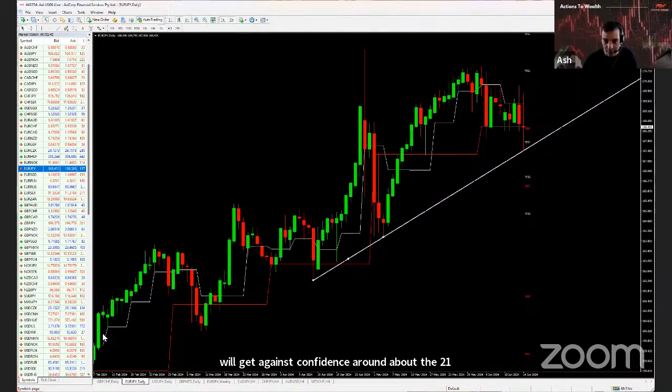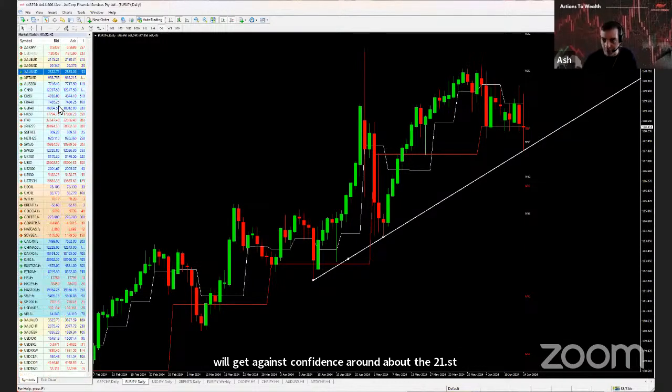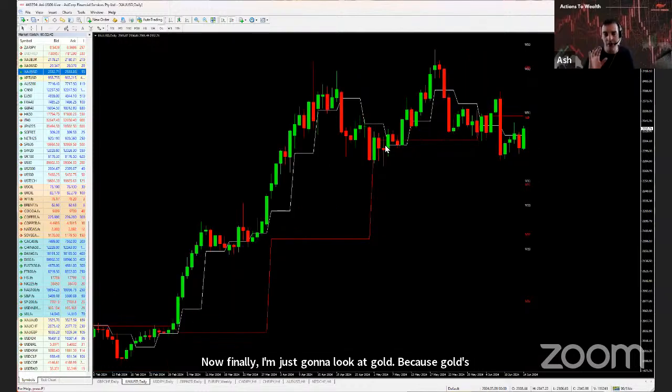Now, finally, I'm just going to look at gold, because gold's been very interesting. The reason gold has become interesting is there's a few reasons. Firstly, some of the gold buying that was done was due to a bit of panic in the world. We've got the Russian-Ukrainian conflict, we've got the Middle Eastern conflict, and some of those things look like they are subsiding somewhat. Some of the tensions are subsiding a little bit. So that would suggest that maybe some of the buying in gold could subside as well.